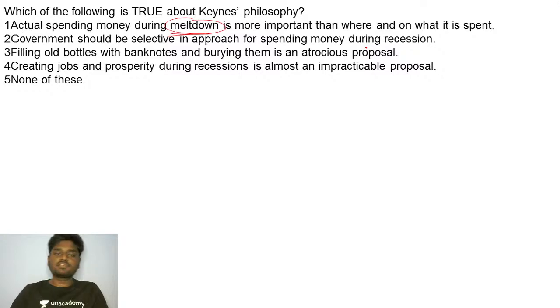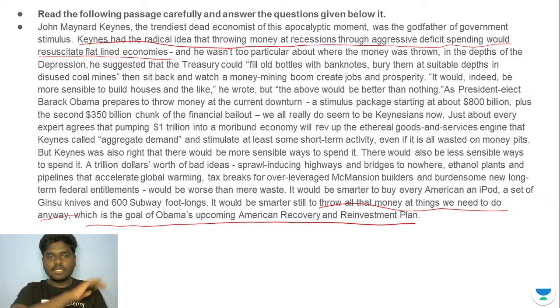So what will be the right option for this? For those who have not seen the para again, I'll just really quickly take you to this. So what probably will be the answer? Here you can again refer to the final line that has been underlined here. So Keynes had the radical idea that throwing money at recession through aggressive deficit spending would resuscitate flatlined economies. And he wasn't too particular about where the money was thrown. He's simply telling you the idea of throwing money at recession, which means spending too much money at recession, and he was not very specific about where the money was thrown, right? So this shows beyond doubt that in the philosophy of Keynes, there had to be no selection as to where the money should be spent.